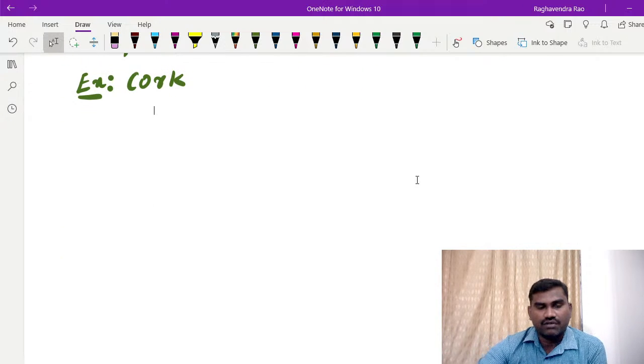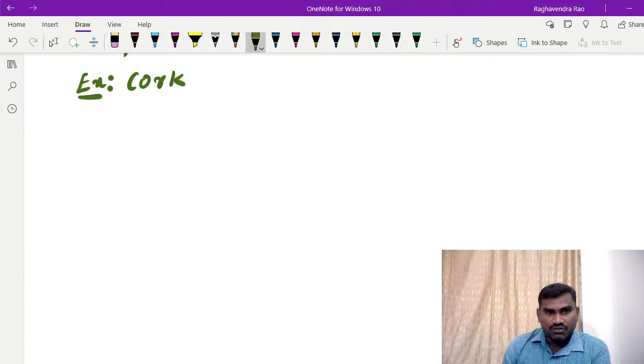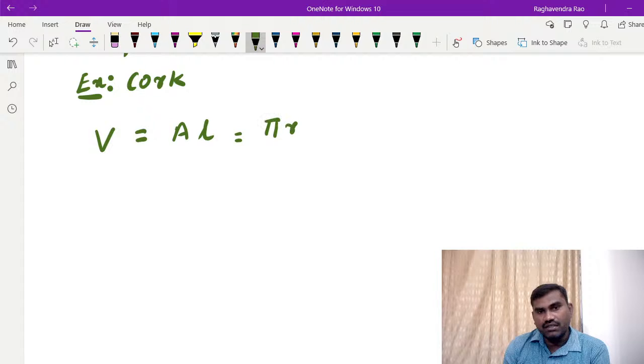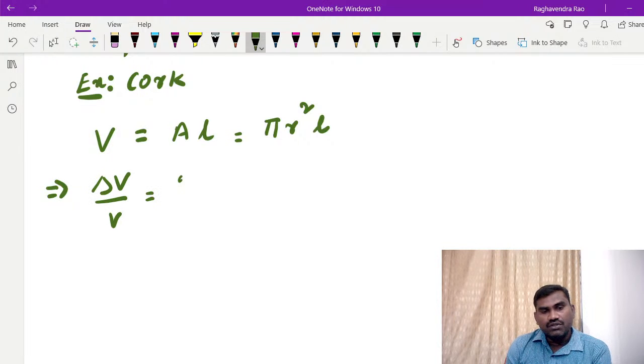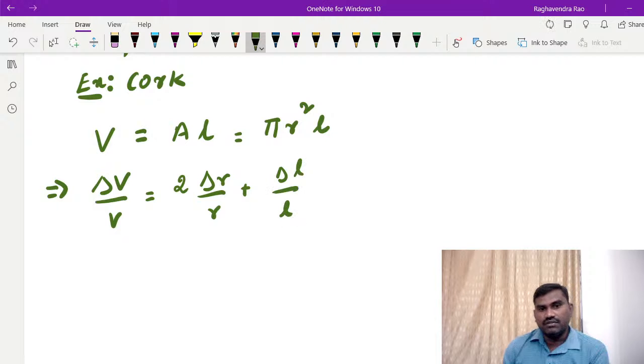Right, here is one relation regarding longitudinal strain and volume strain. The volume of the wire we can take as area into length, so the volume is pi r squared into length. Now we can apply logarithm on both sides, and we get delta V by V is equal to 2 into delta r by r plus delta L by L.